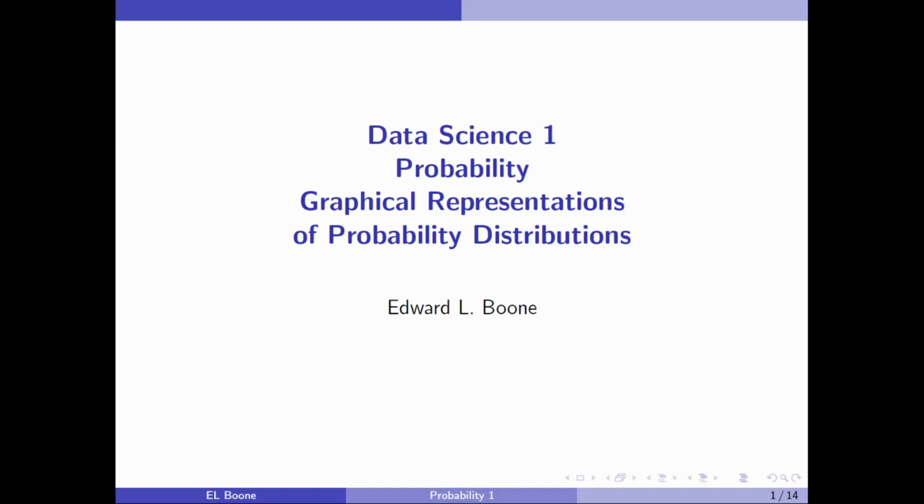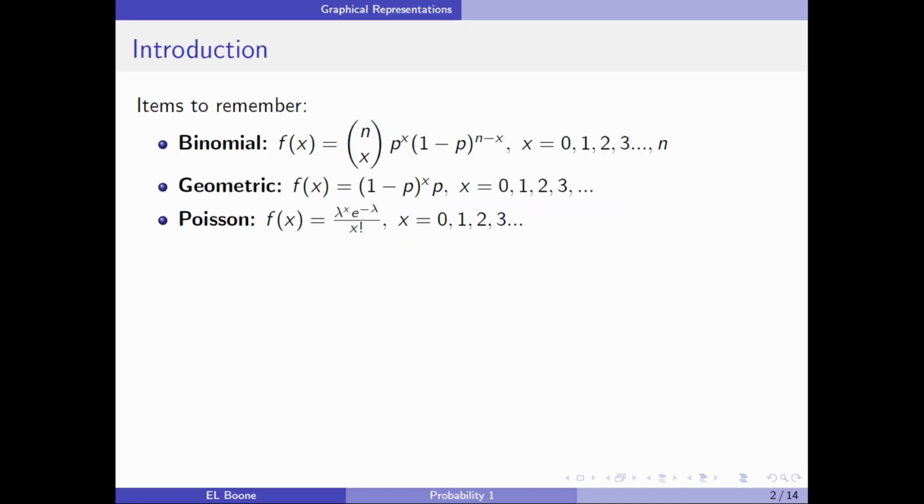Welcome to Data Science 1, Probability, Graphical Representation of Probability Distributions. All right, so here are the distributions we're going to look at. If you haven't looked at these recently, you might want to go back and watch the videos just so you're up to speed on what's going on with them. We're going to look at the binomial, the geometric, and the Poisson.